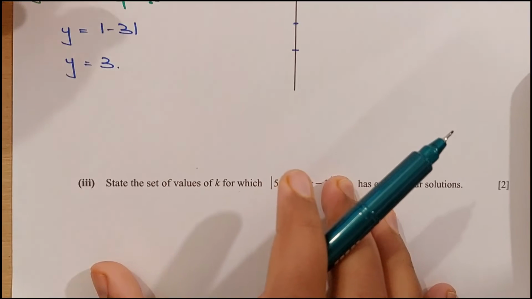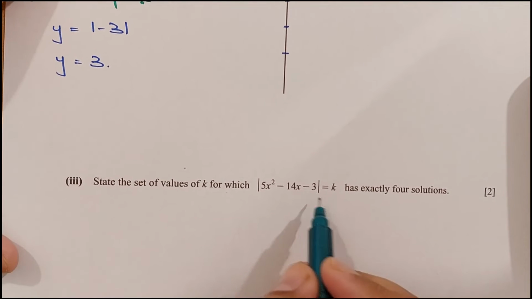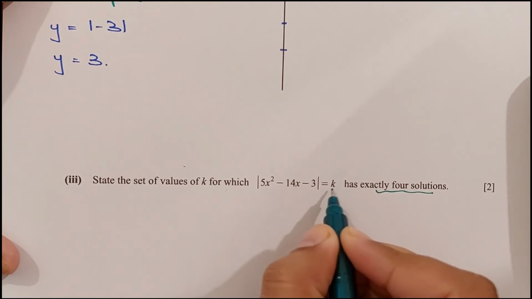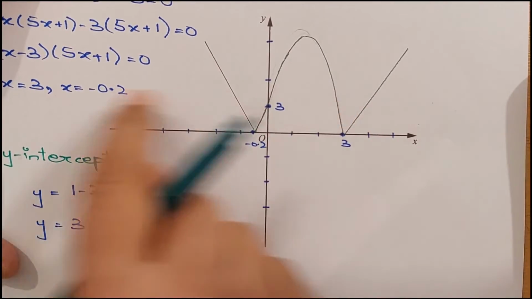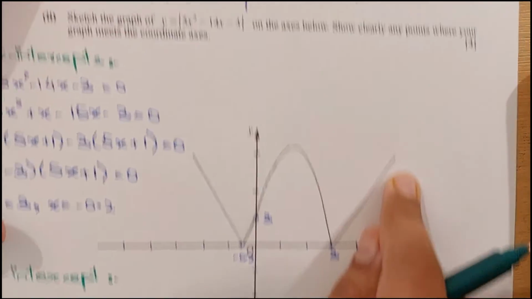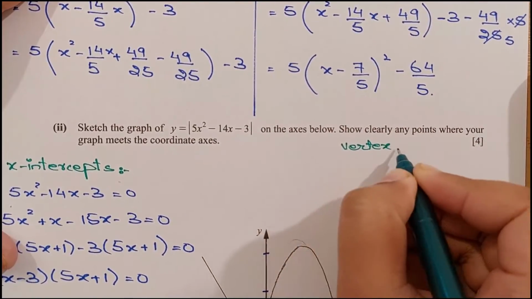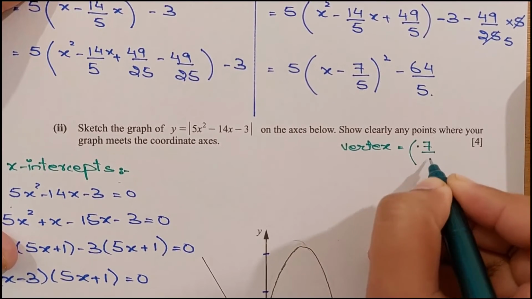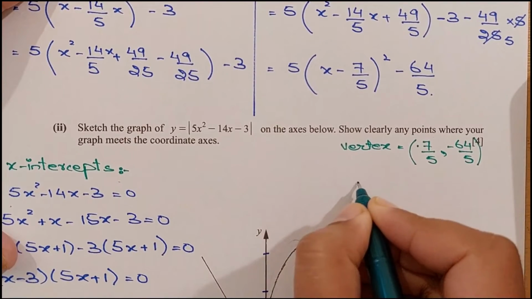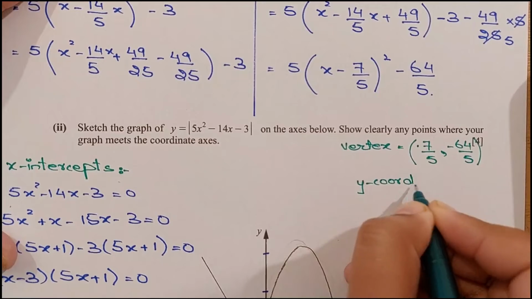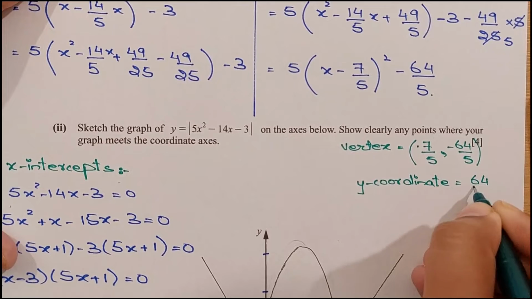Right, okay, now the next part, number 3: state the set of values of k for which this absolute value function equal to k has exactly 4 solutions. So y equals k has 4 solutions. Which line do we have to draw to get the 4 solutions? From the first part, we know that the vertex of this function is 7 by 5 and -64 by 5, but this is an absolute value function, so the y coordinate of the vertex is +64 by 5.